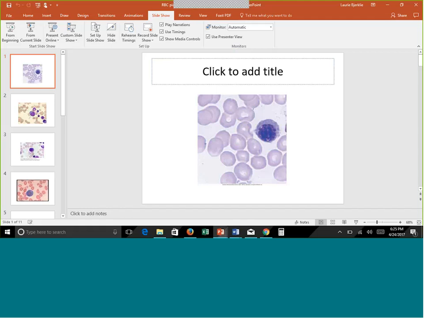Okay, so those are some examples. I'll send these PowerPoints to you guys so that you have them to refer to. The only cell I didn't really show you here is, obviously we know how to identify, I hope, a red cell. A red cell would be any of these cells sitting in here that have the nice central pallor in the inside. The only other cell that I didn't show is the reticulocyte.